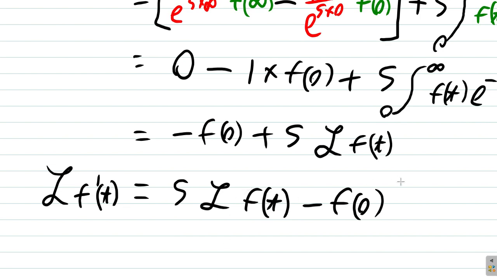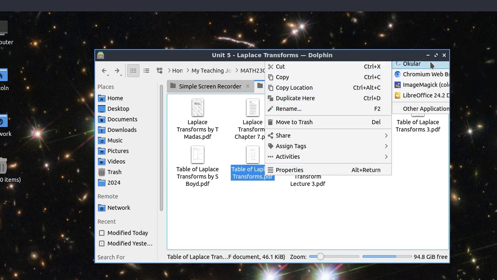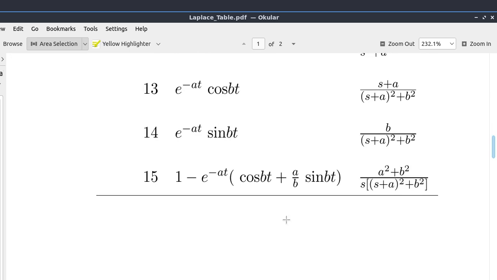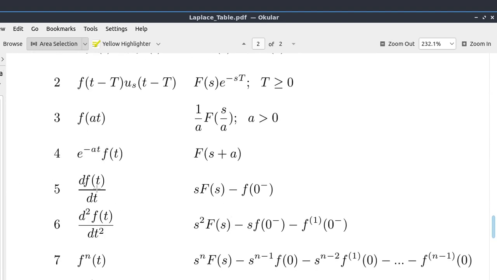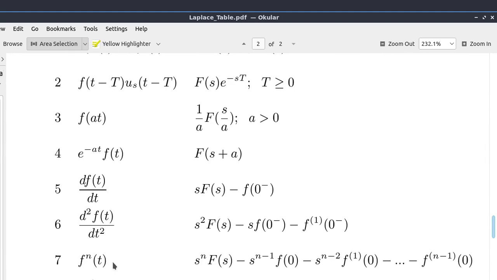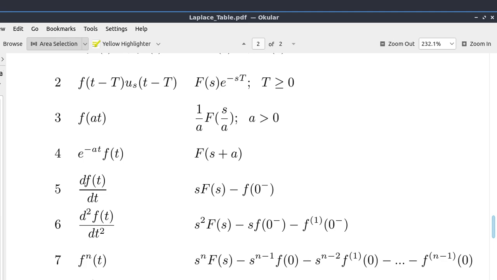Now, let's look at our table of Laplace transforms. I have a table of Laplace transforms here, just to confirm what's going on. See if we can find the derivative somewhere here. This is properties of Laplace transforms. Okay, df of t by dt. That's the same thing as f prime t. s F of s minus f of 0, and they put a minus here, right? First order differentiation. So s F of s minus f of 0, s big F of s.